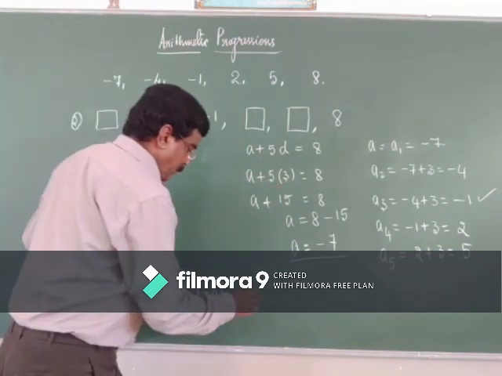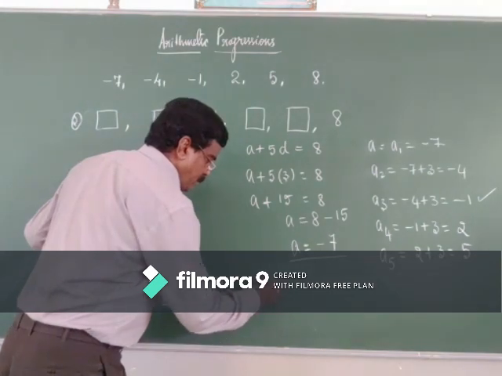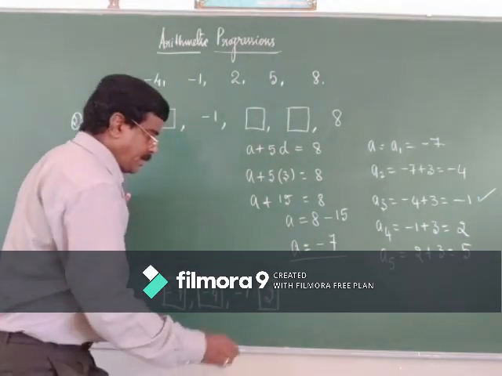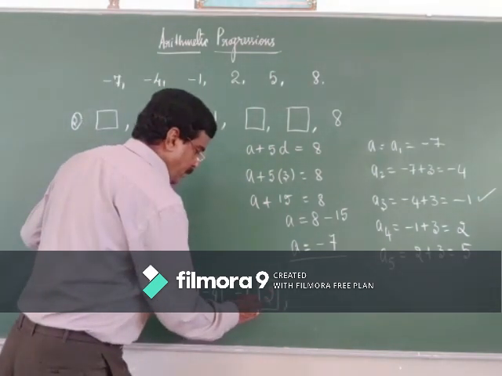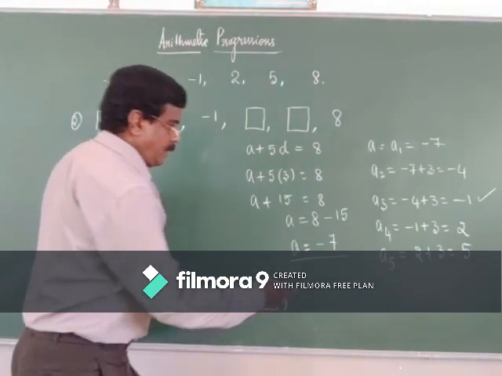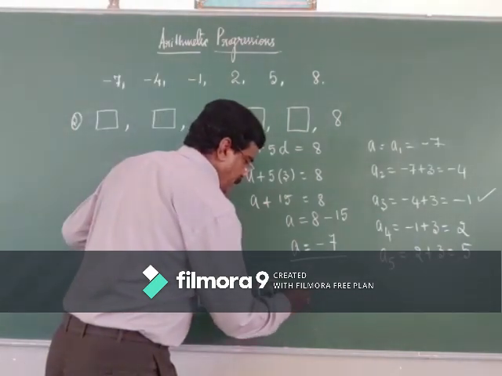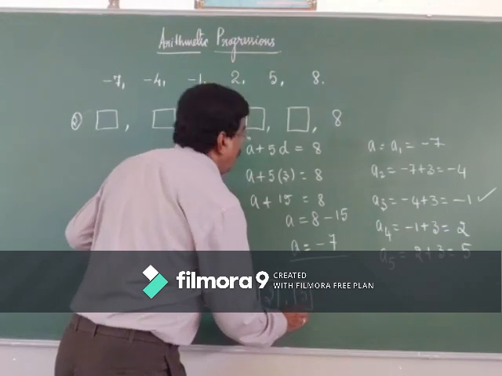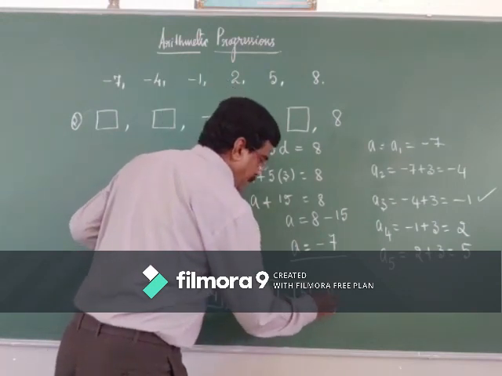Now, what is the fourth term? It is 2. Put it in the box like this. There are commas here. Then what is the fifth term? It is 5, so the third box is required. And the last term, 8, is given.